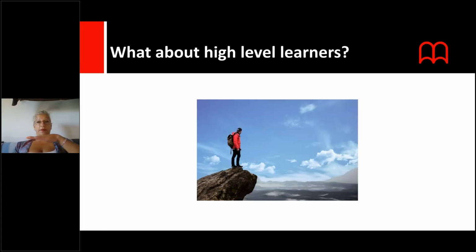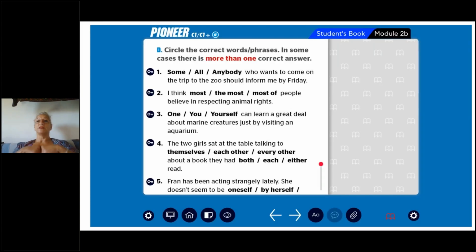So we're coming up the ranks. We've started off right at the bottom, and we've come up now into our B2 level. So what about our higher level learners? What can we do with them, and how can we help them to take their language to the next level?